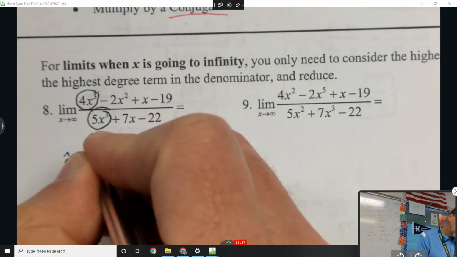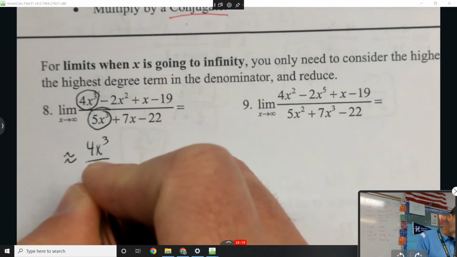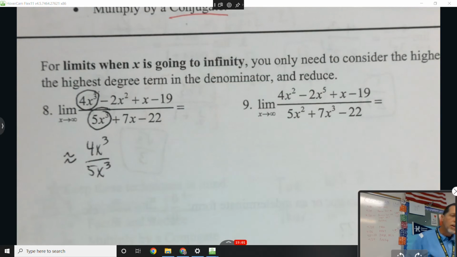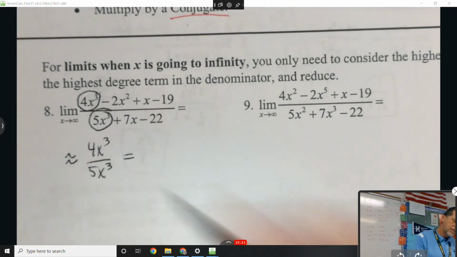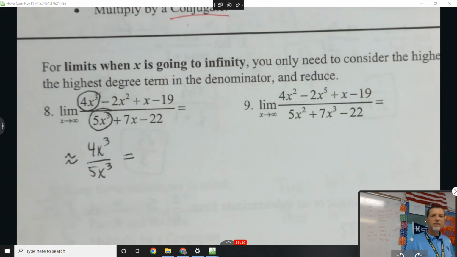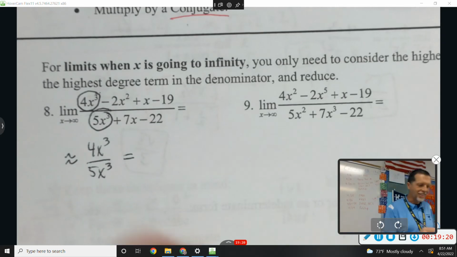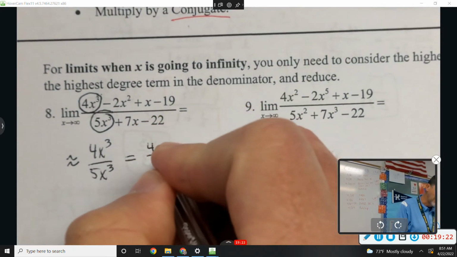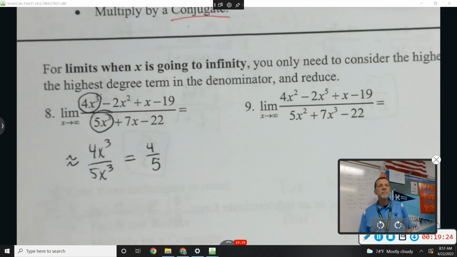So when x is really big, all I care about is 4x cubed compared to 5x cubed. Well, what's 4x cubed over 5x cubed? Just 4/5. Yes, you're like, wait a minute, that just got really easy. What's happening here? And that's our answer.